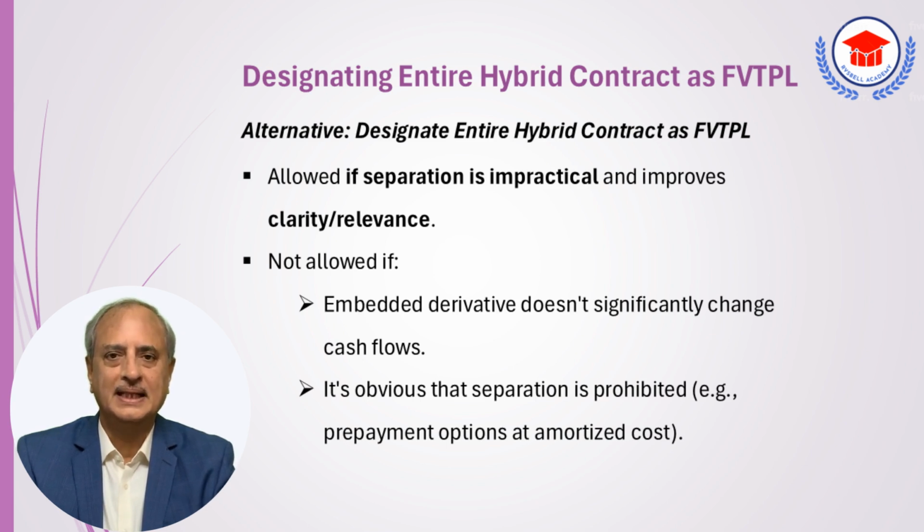If separating the embedded derivative is either impractical or unnecessary, the entire hybrid contract can be designated as FVTPL, provided it improves clarity and relevance in financial reporting. However, this is not allowed if the embedded derivative doesn't significantly change the cash flows of the contract. It's obvious without much analysis that the separation of the embedded derivative is prohibited.